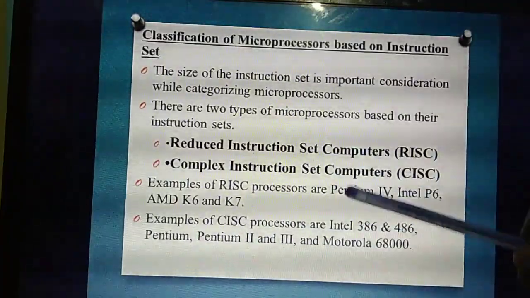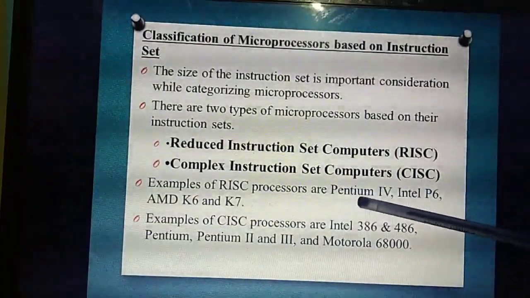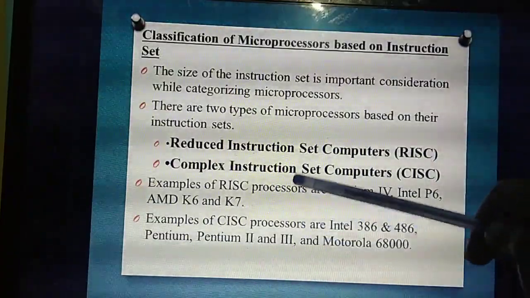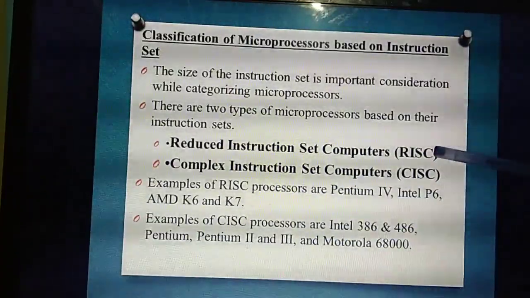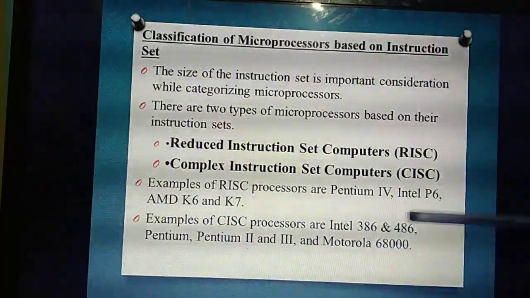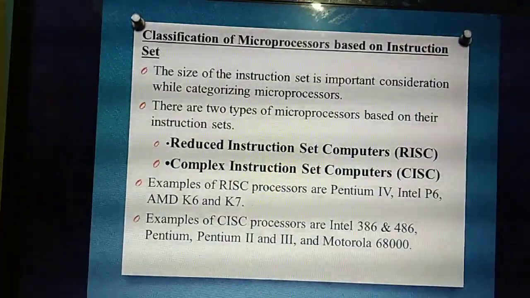There are some examples given. Examples of RISC are these, you write it. The Bino book also gives the same examples: Pentium 4, Intel 6, AMD K6, K7. These are the examples of RISC. Then examples of CISC: Intel 386. These are all names of microprocessors they have used.